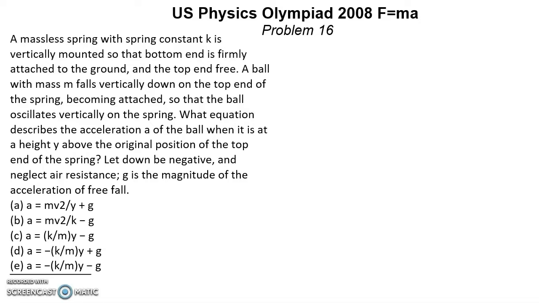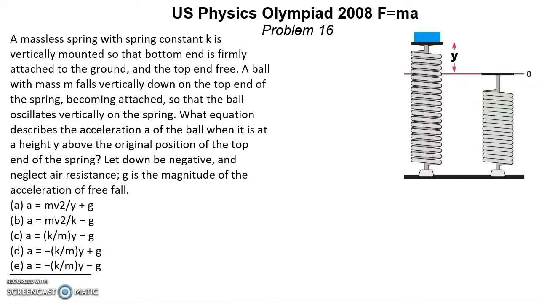So, first, let's draw the picture for this process. Initially, a spring is in a neutral position, and after a mass is attached to the platform, it starts to oscillate at position y above the neutral. We can figure out which forces are acting on this mass.